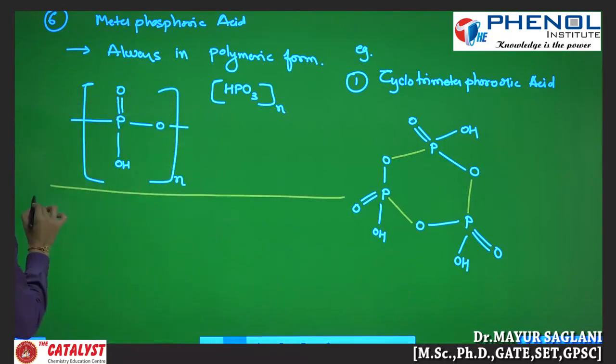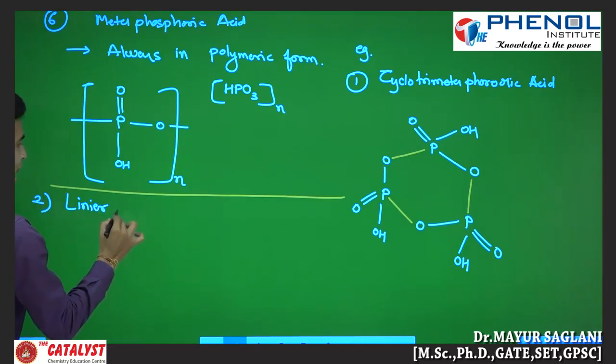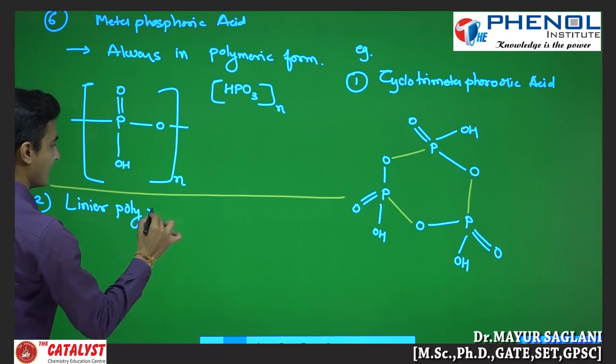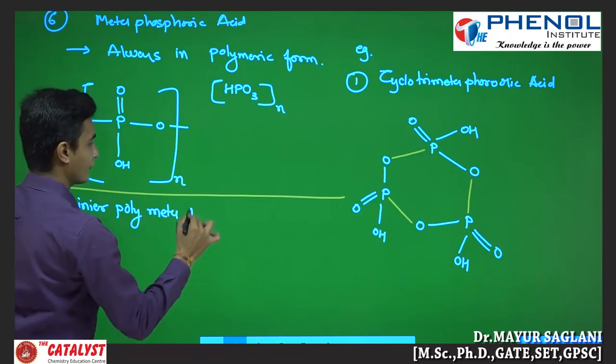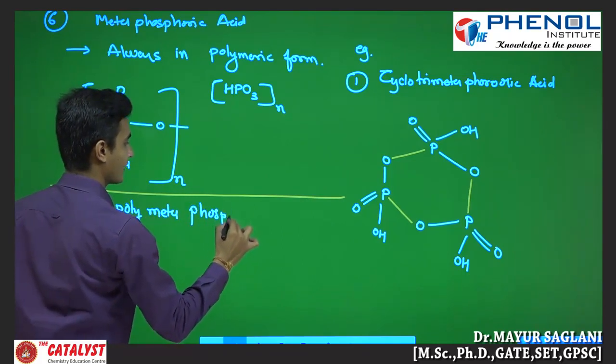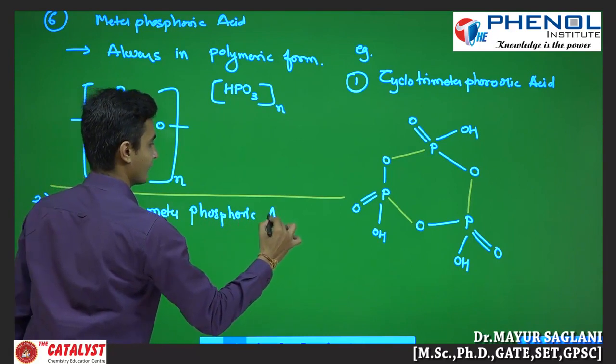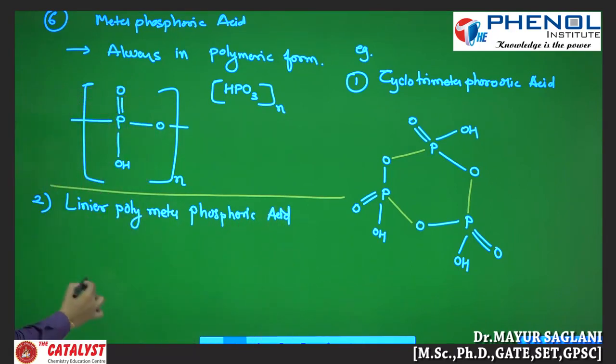Second one is linear polymetaphosphoric acid. Is it or not? Yes. So you see, P double bond O, OH, O. This one is the 1 unit.